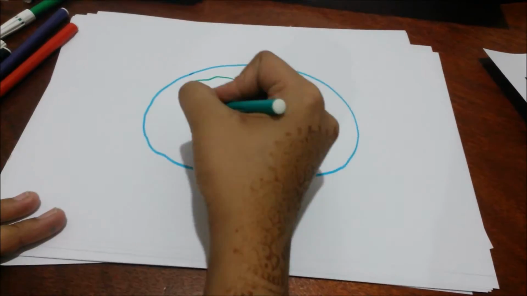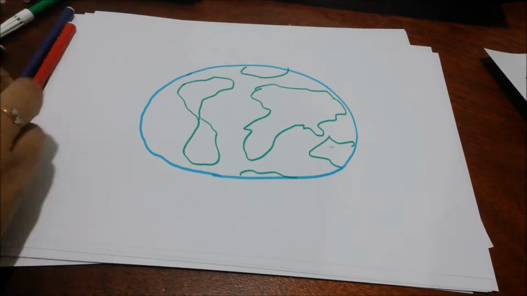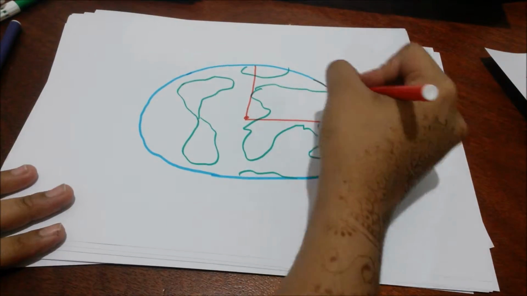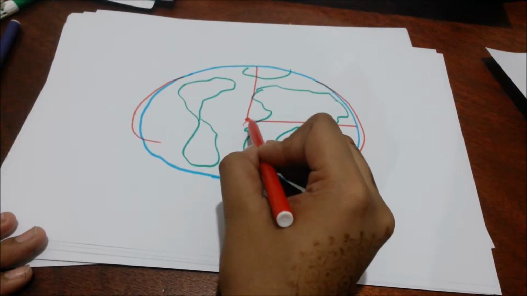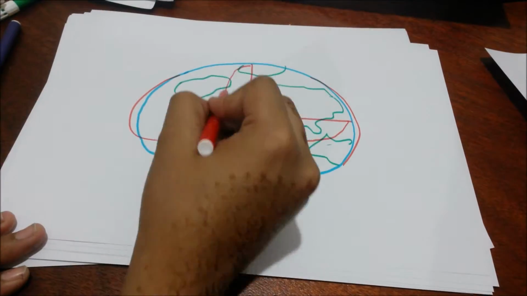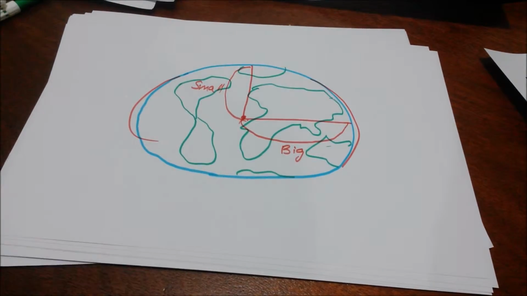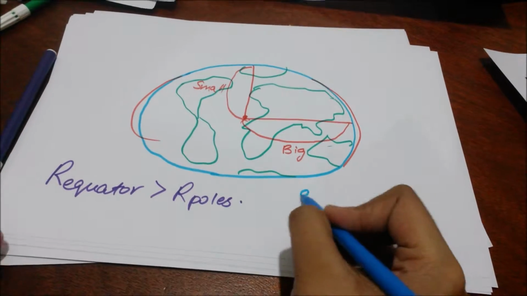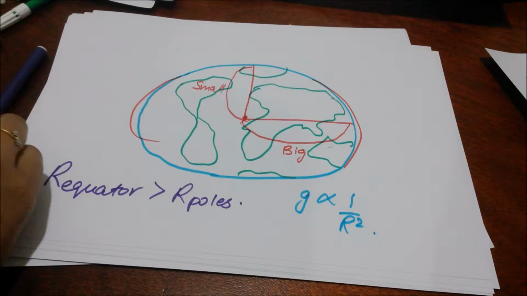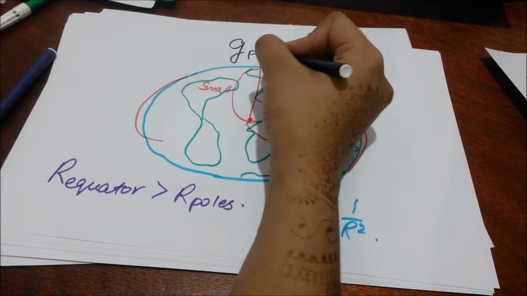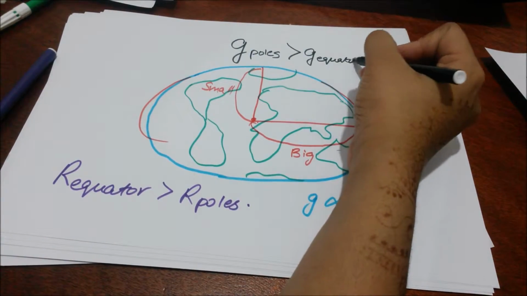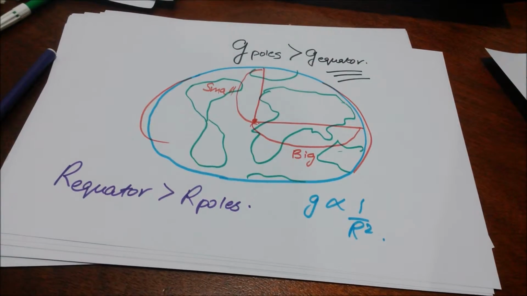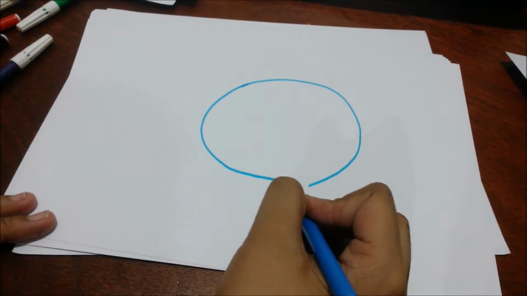Let's go back to the oblate spheroid that we call home. Earth bulges at the equator, so obviously the equator is farther from the center of mass than the poles. So r of the equator is greater than r of the poles. So what do we get? The acceleration due to gravity at the poles is greater than the acceleration due to gravity at the equator. So you think that's that and the story is over.